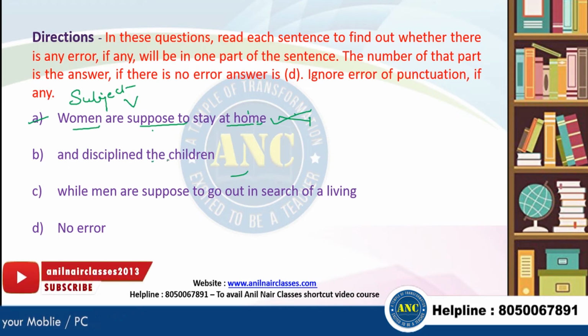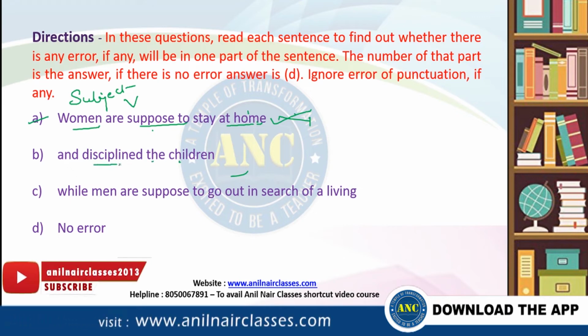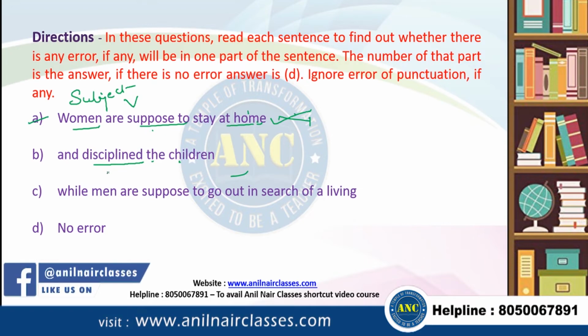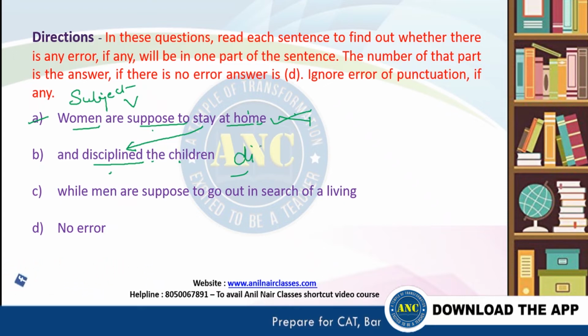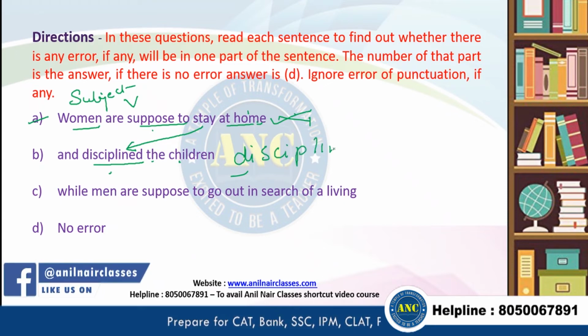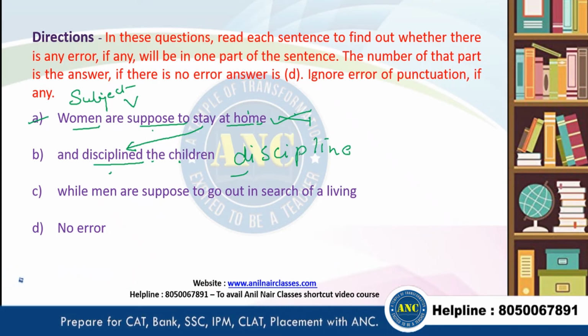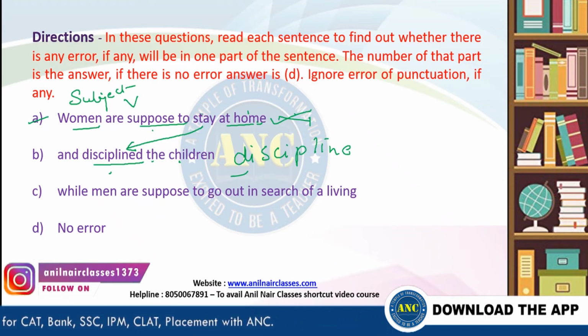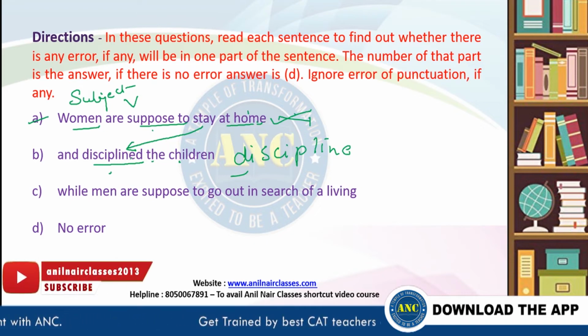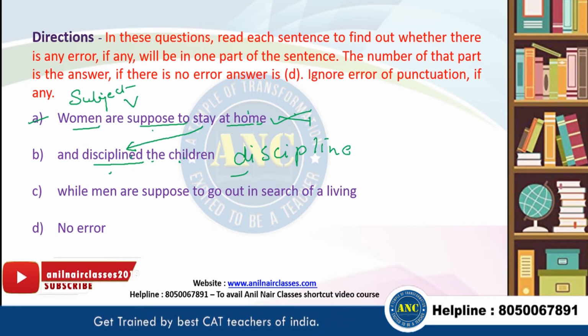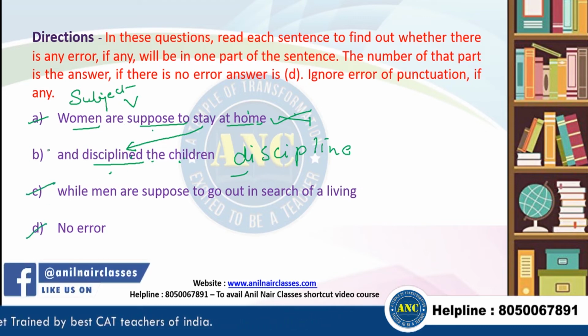And disciplined the children. Disciplined is what? They are supposed to stay at home and discipline. Disciplined is wrong, right? We don't need the past tense. We need the present form. The correct form over here is discipline. I always tell you the consistency has to be there. So the first, they're supposed to stay at home. Stay is in the normal format. It's not stayed or something. So why should it be disciplined? It should be discipline. So we can get rid of C and D. Our answer is B.